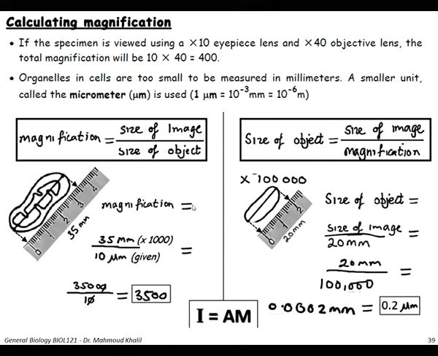So in this first example, we calculated the magnification. The size of the image you can calculate again using the ruler, and the size of the object was already given here. So the only unknown here was the magnification. While here we need to calculate the size of the object, the magnification is already given in the example. The size of the image you can get by the ruler, and you do the math and the working out, and you'll get the actual size inside the cell to be 0.2 micrometer.